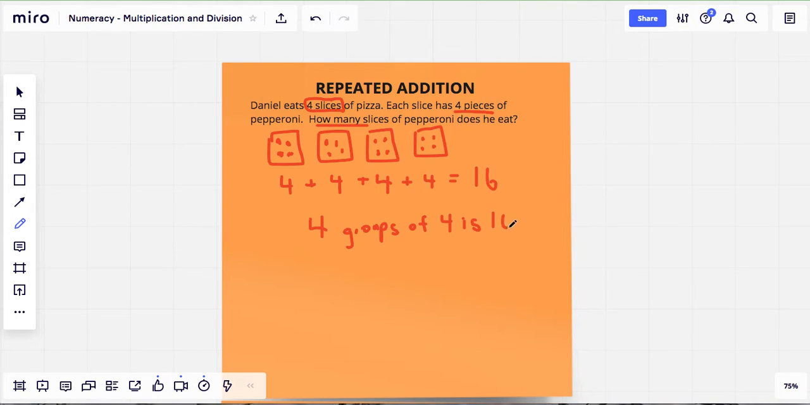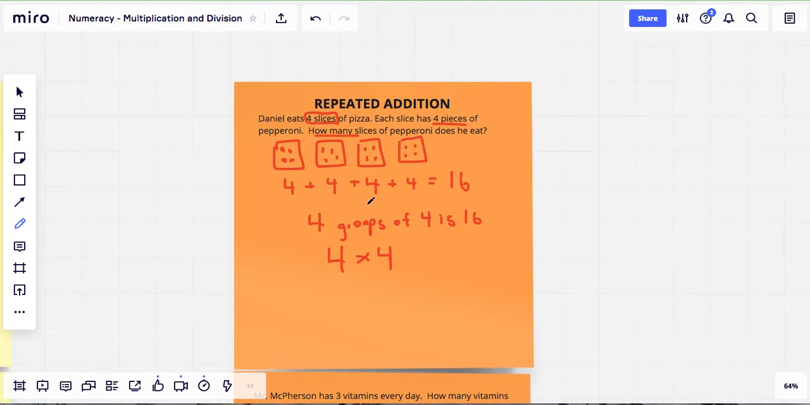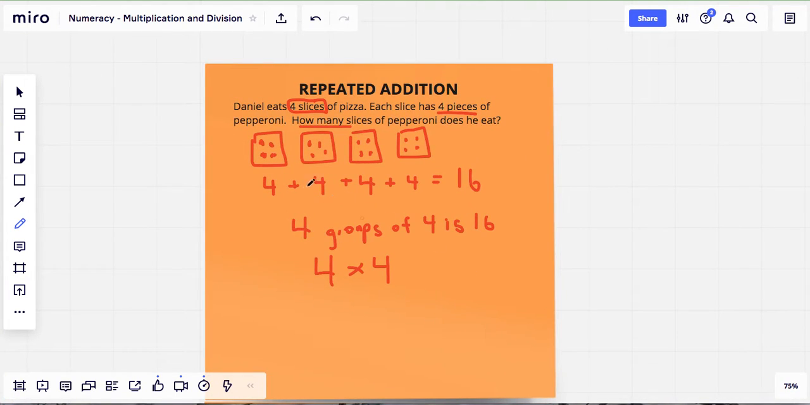So I could say 4 groups of 4. I could say 4 plus 4 plus 4 plus 4. And I would write that as 4 times 4, okay? Because we are using multiplication, we are taking the same number and we are multiplying it to itself, or we're adding it to itself 4 times. There's the repeated addition, and that is going to equal 16.